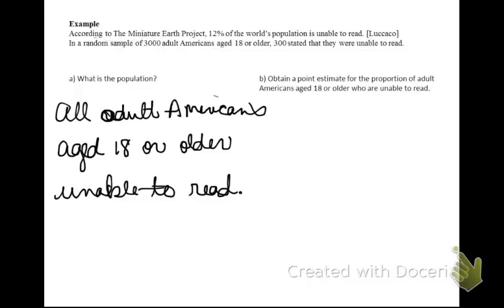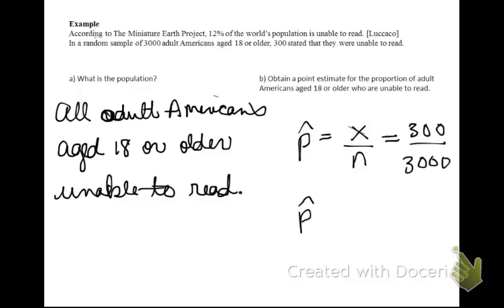Now we wish to obtain a point estimate for the proportion of adult Americans aged 18 or older who are unable to read. The point estimate is your best guess of the true proportion for all adult Americans. Our point estimate is p hat. It's the number of successes in the sample out of the sample size. Here we saw that there were 300 adult Americans aged 18 or older unable to read out of a sample of 3,000 adult Americans. This gives us a point estimate equal to 0.1 or 10%.